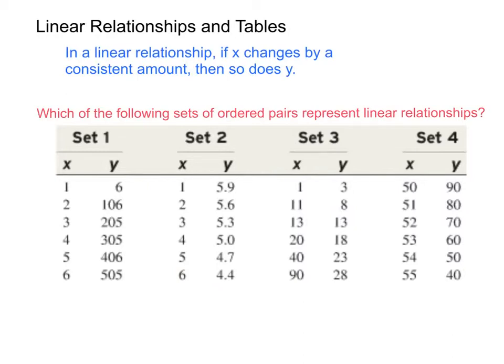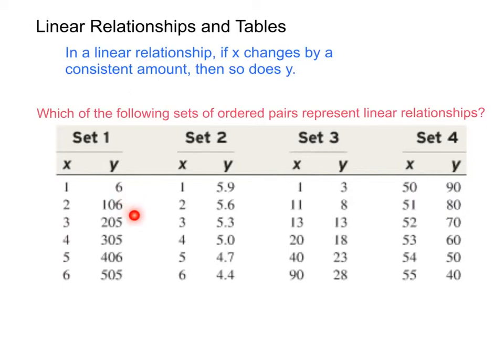First of all, we have to determine: does x go up by a consistent amount? It goes from 1 to 2 to 3 to 4 to 5 to 6. So certainly it does. X goes up by 1 each time. In order for this to be a linear relationship, y would also need to go up by a consistent amount each time. From 6 to 106, it went up by 100.